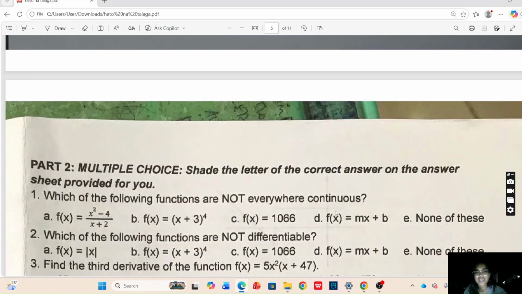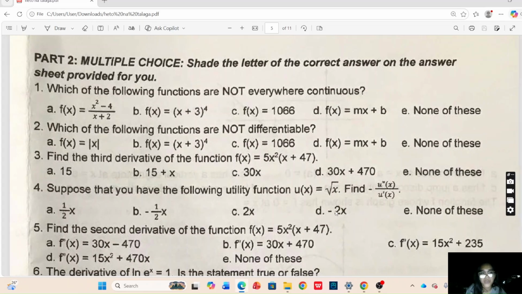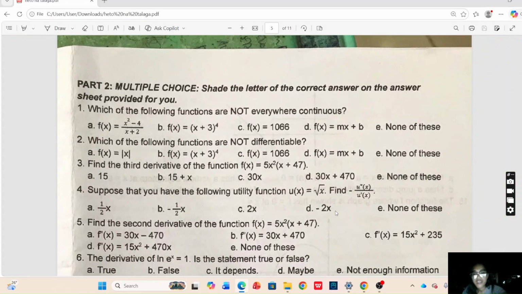So next, let's have our part 2, which is the multiple choice. So let's have our number 1. In our number 1, we have the question: which of the following functions are not everywhere continuous?